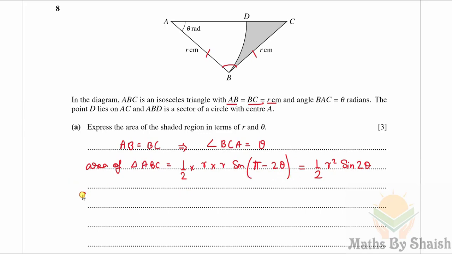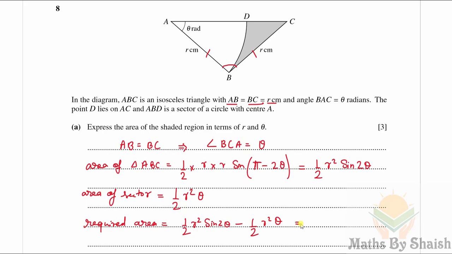And area of sector is going to be half r square theta, so half r square, and the angle is theta. So required area is going to be area of triangle, half r square sine 2 theta, minus area of sector, half r square theta. So that is the answer. We can take r square upon 2 common, and it is sine 2 theta minus theta. That is the required area in terms of r and theta. I hope it is clear.